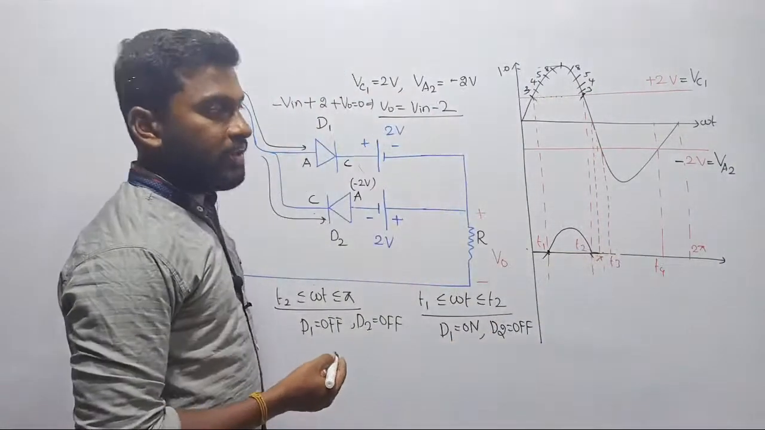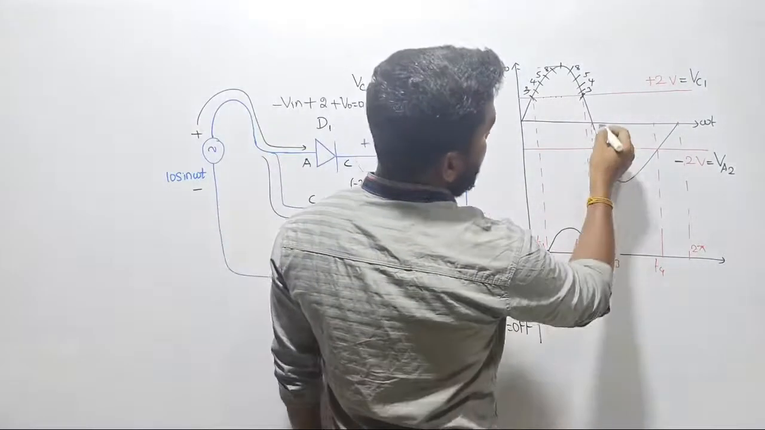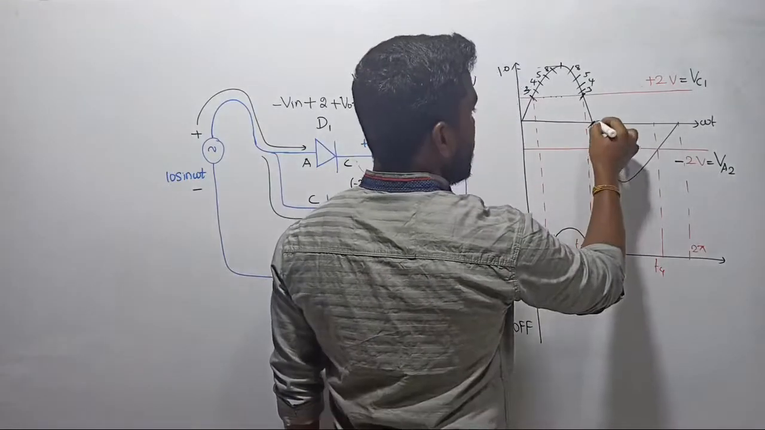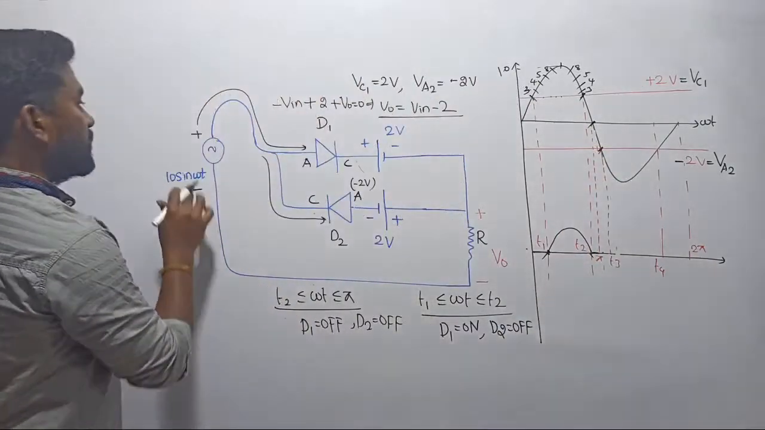Sir, after pi, let us see from pi to T3, this is pi up to T3, right? See the negative voltage. Now let us discuss the negative voltages.